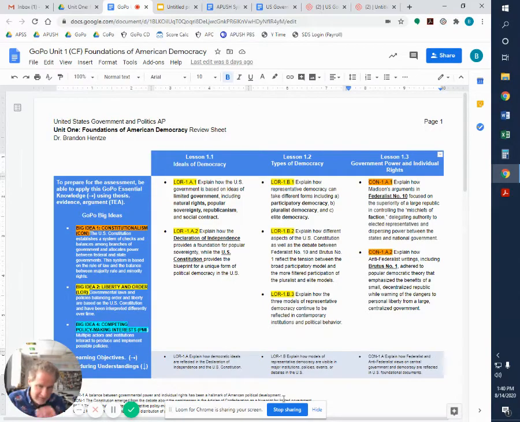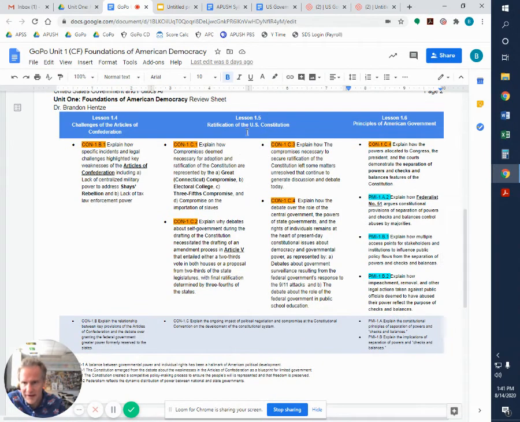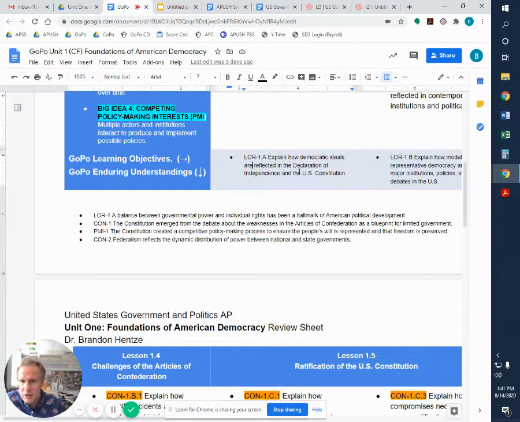We will do one lesson a day, unless there's some longer ones like 1.5. I think I split that into 1.5 part 1 and 1.5 part 2 because it's a little bit longer than the rest of them. So each of these is a day. Our learning goal is at the bottom, and if we zoom in through the miracle of technology, you see that our first learning goal is explain how democratic ideals are reflected in the Declaration of Independence and the U.S. Constitution. So that's what you should be able to do by the time you finish lesson 1.1.